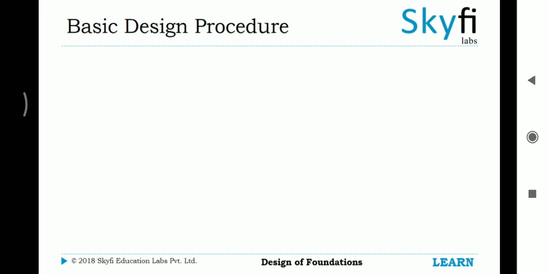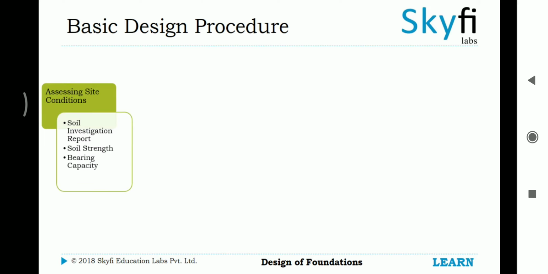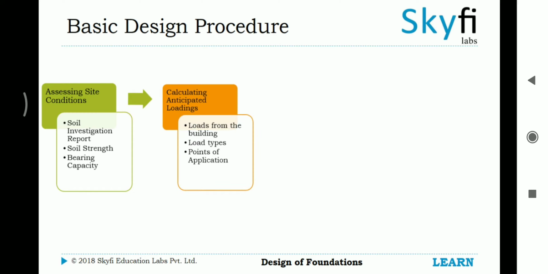Let's take a look at the basic procedure for design of foundations. The first step would be to assess the conditions of the construction site. Here, the geotechnical engineer will generate the soil investigation report, from where you can find the soil strength and bearing capacity. In the next step, you need to calculate the anticipated loads on the footing. These loads are found out by analysis of the superstructure. They differ based on the types of loads and their points of application on a building structure.